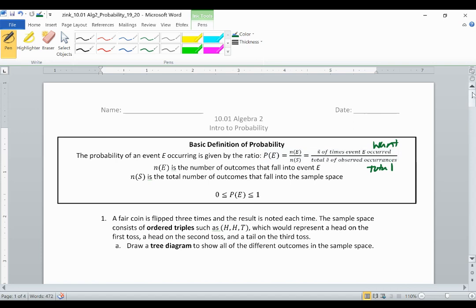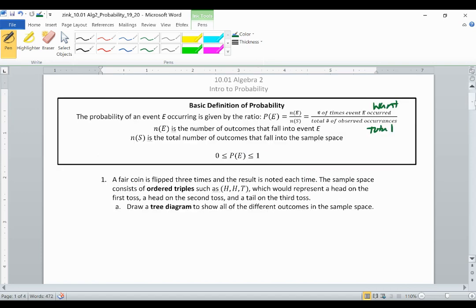Now, probability is always going to be between 0 and 1. It can be any decimal or fraction between 0 and 1. 0 means it's not going to happen, and 1 means it is happening. So you are talking in terms of 0 to 1, or you could also be talking from 0 to 100%. You're not going to go below 0, and you're not going to go above 100% probability, because if you're at 100% probability, it's definitely happening.